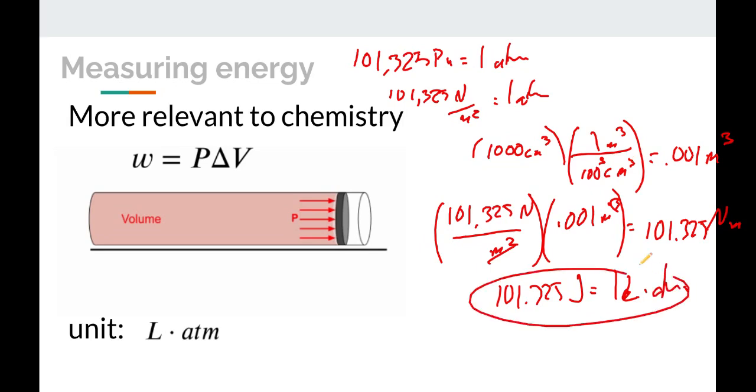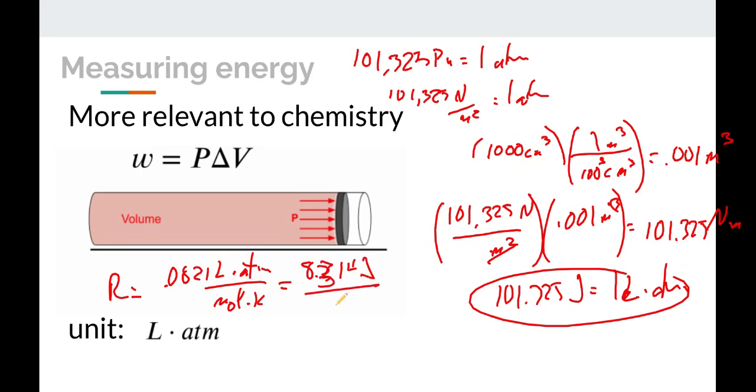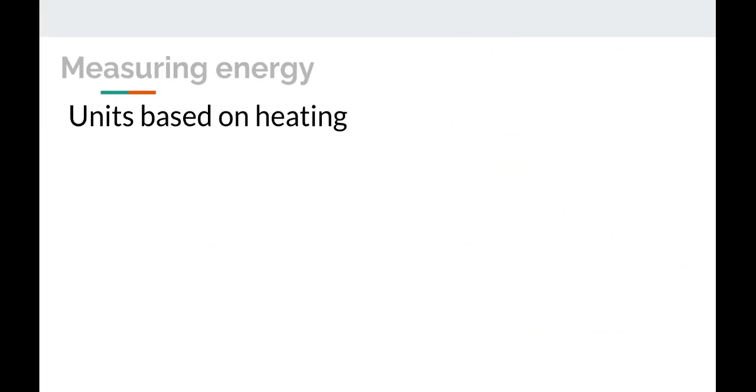We can get another conversion factor from the 2 units that we've been using for R. R, remember, is 0.0821 liter atmospheres per mole Kelvin. That's R. But it is also 8.314 joules per mole Kelvin. And moles and kelvins are the same in both sides, so we could say that 0.0821 liter atmospheres is the same as 8.314 joules. These are actually exactly the same ratios. So those are units based on working.